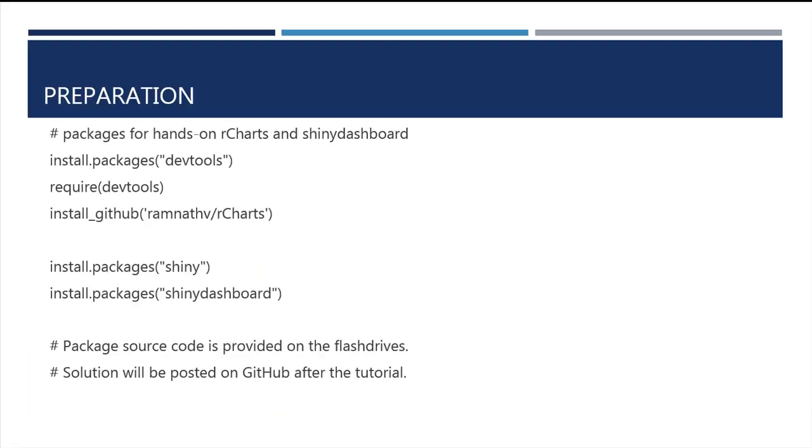By now you should have installed R, RStudio, and the packages DevTools and rCharts, and for the next tutorial you will need the Shiny and Shiny Dashboard packages. You can use the listed commands or follow the instructions to install the packages from source provided on the flash drives. For this tutorial, we'll use an R file called Hands-on rCharts FD. It has some starter code for the tutorial and also loads some dummy data from a CSV file.